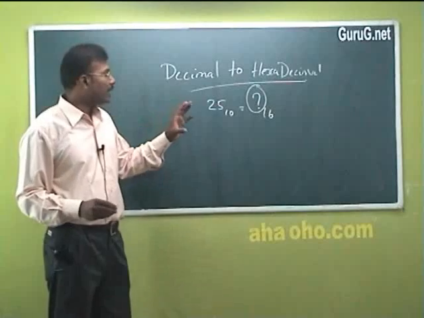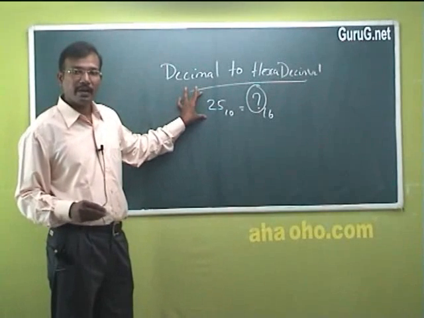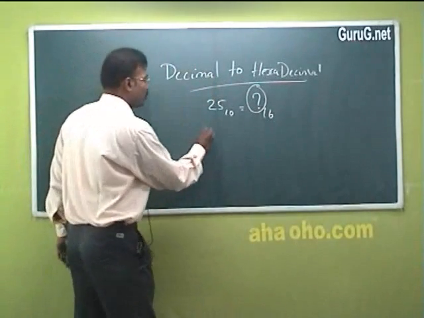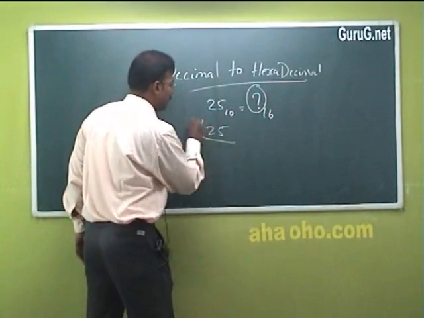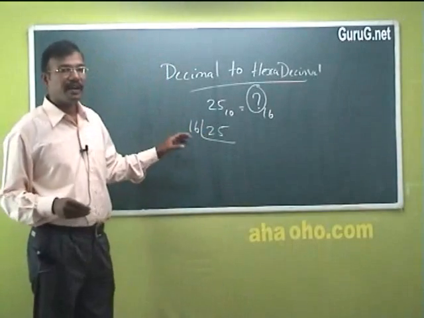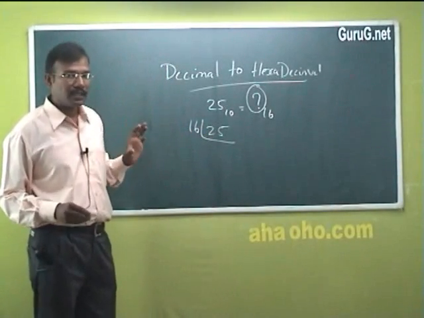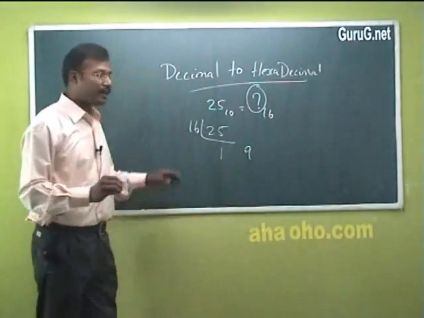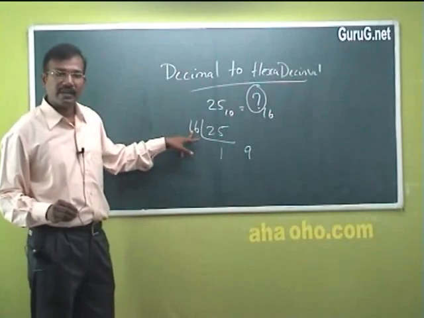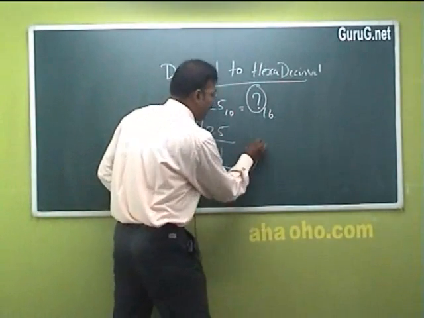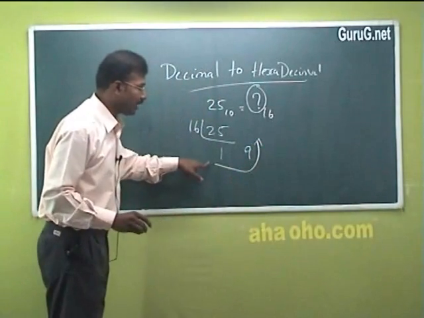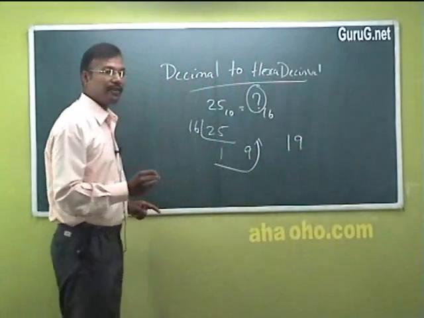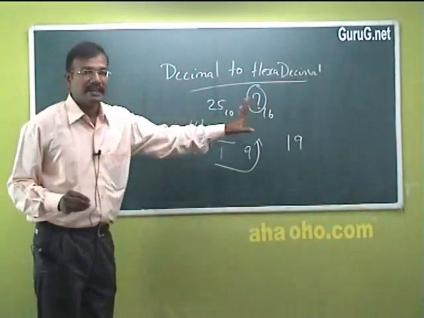The given value 25 should be divided by 16. So 25 divided by 16. How many times can we divide? We can divide it 1 time. And what will be the remainder? The remainder will be 9. So 1, 9. Further you cannot divide this 1 by 16. So what you are going to do is write this from the MSB. So 1, 9 will be the equivalent value for the given 25 in hexadecimal.